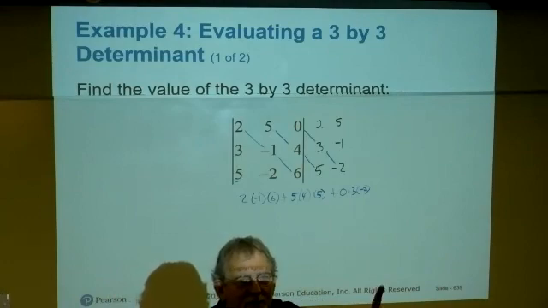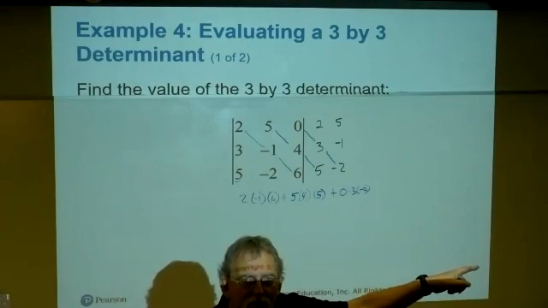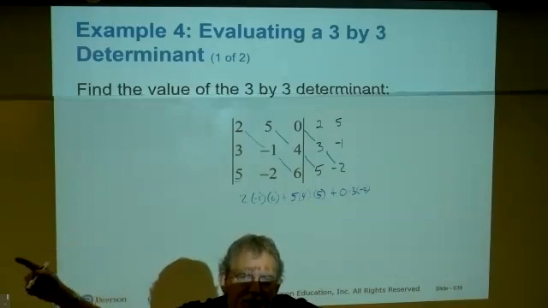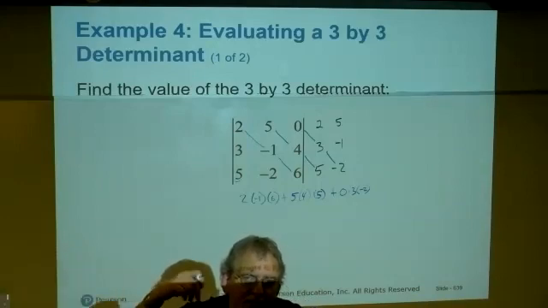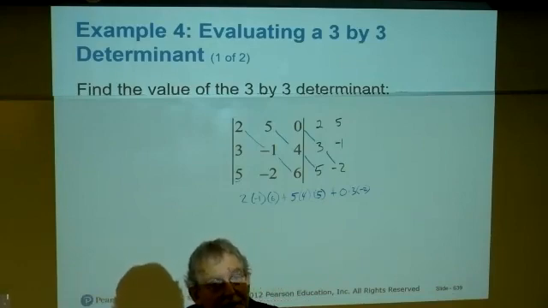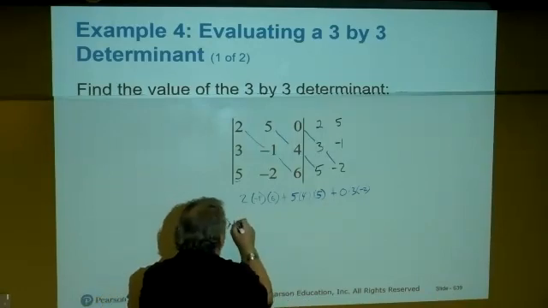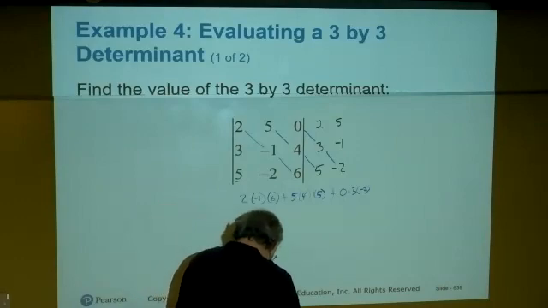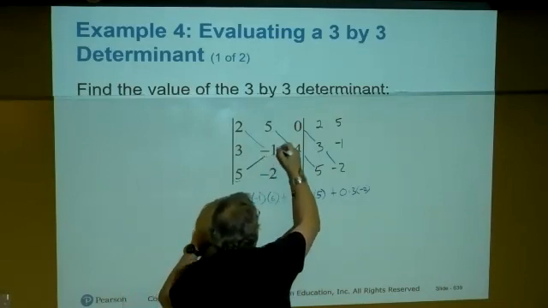The positive numbers go this way. Which way do the negative numbers go? In the opposite direction. So opposite means negative, and negative means opposite. So opposite means we're going to be subtracting. So I'm going to subtract the products of the diagonals going in the opposite direction.